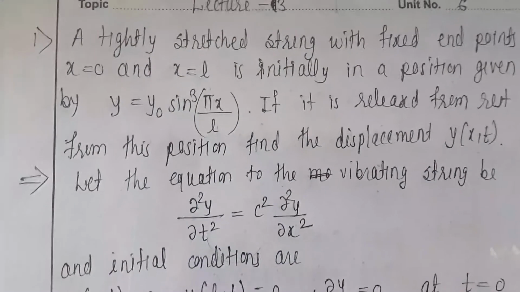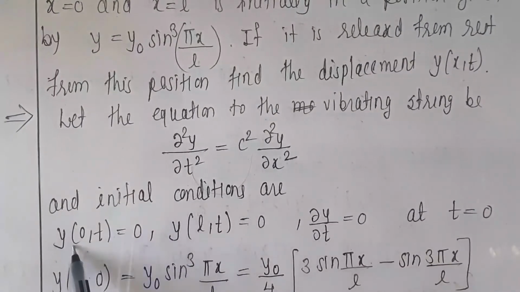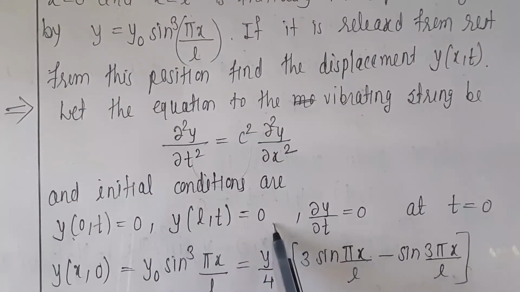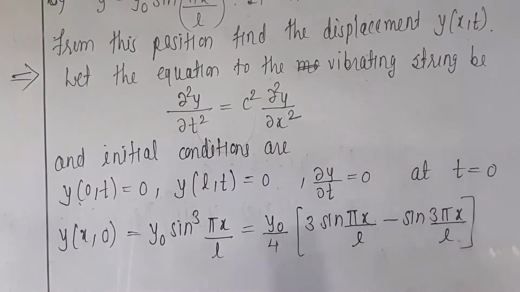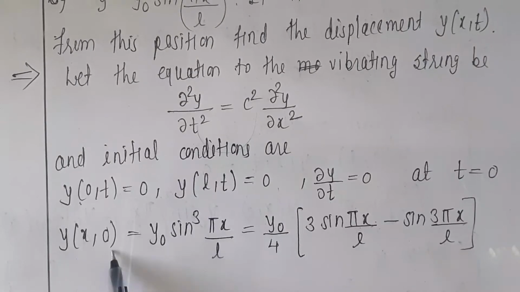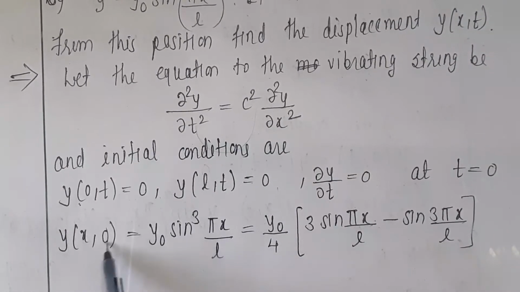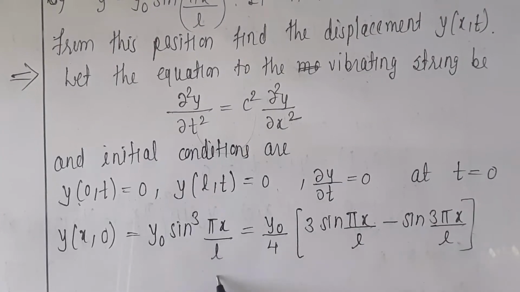So all the remaining conditions of the wave equation are the same. That is, the first condition is y of 0,t is equal to 0, y of L,t is equal to 0, then del y by del t is equal to 0 at t is equal to 0, and next y of x,0 is equal to y0. Y of x,0 means at t is equal to 0, y of x,0 is y0 into sine cube pi x by L.